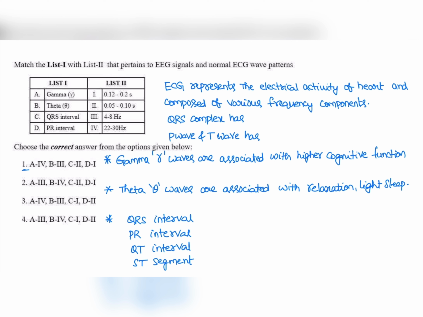ECG represents the electrical activity of the heart. So this is related to ECG. The electrocardiogram represents the electrical activity of the heart and is composed of various frequency components. The QRS complex has high frequency components, and the P wave and T wave have low frequency components.